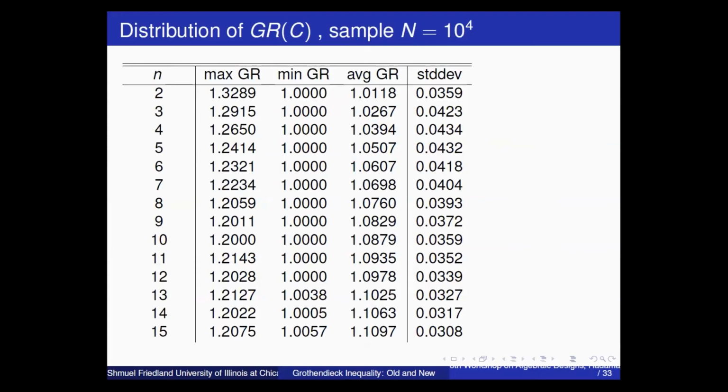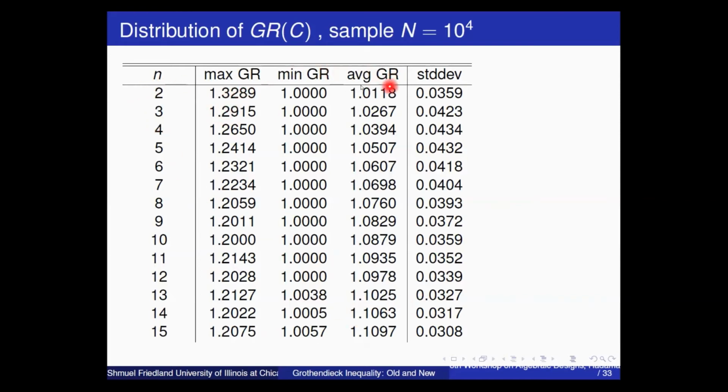You just take your random number generator and generate a random matrix. The sample is 10,000, and you compute the maximum Grothendieck ratio. Here for n equals 2, the maximum is 1.3289. But we know the best one is square root of 2, which is 1.4 something, because it's random. The minimum should always be 1. However, if you look down here, it means that you don't have 1 as the minimum. Of course, it's random.